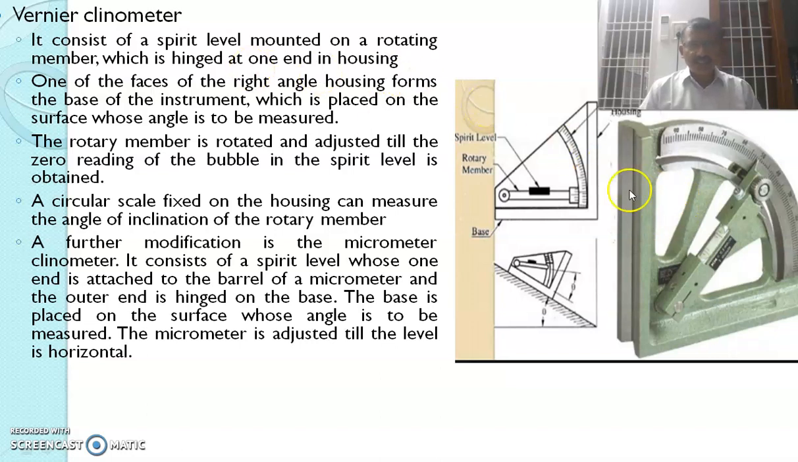It consists of a spirit level mounted on a rotating member, which is hinged at one end of the housing. It can be rotated about the hinge, and you can set it at any position. One of the faces of the right angle housing forms the base of the instrument, which is placed on the surface whose angle is to be measured.